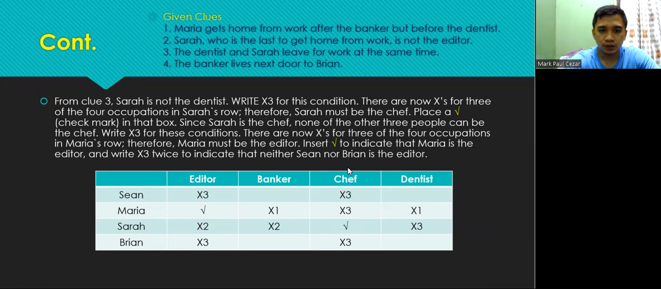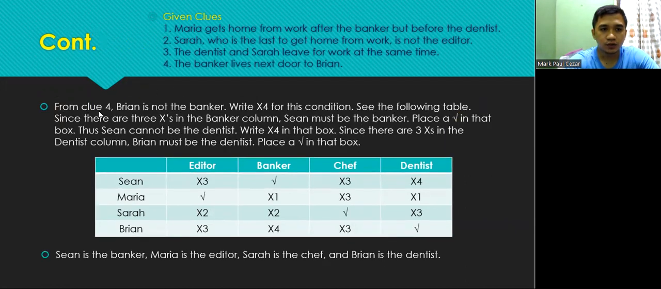Now we are going to continue here. For clue 4, Brian is not the banker. So we're going to look at Brian's row. Since Brian is not the banker, we're going to exclude the banker option for him. And now we have 3 X marks for Brian, because he is not the editor, he is not the banker, he is not the chef. Therefore, we can conclude that Brian is our dentist.